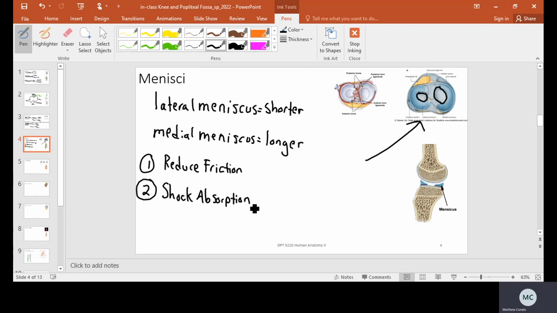What's something else my meniscus does besides looking cool and giving me job security? It increases joint stability / congruency.